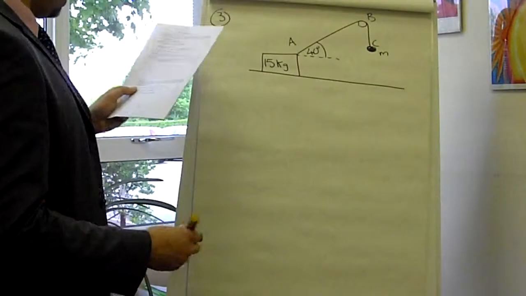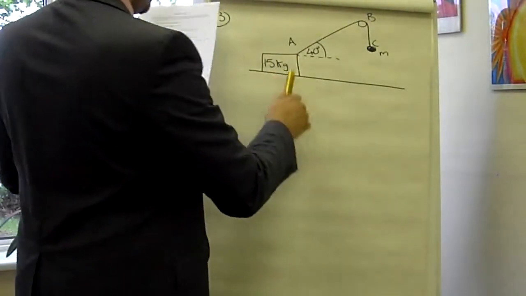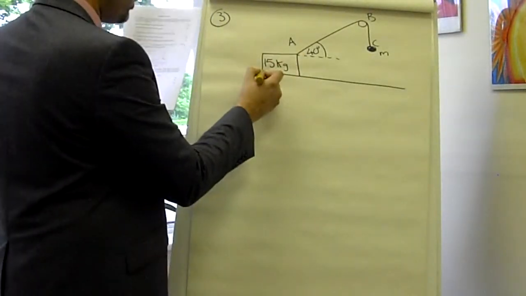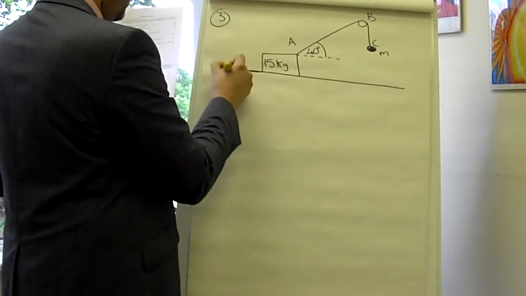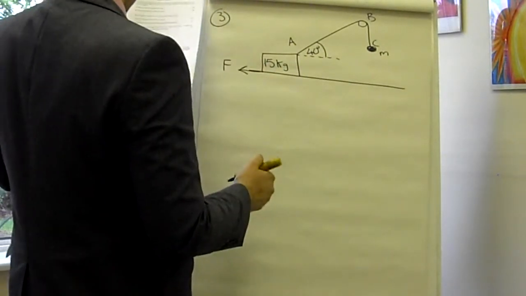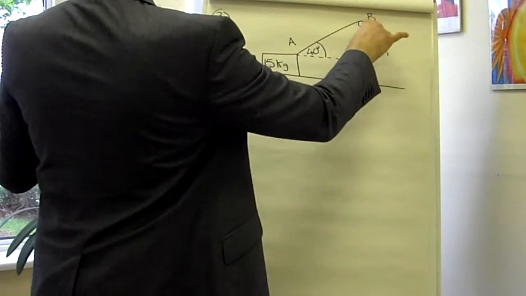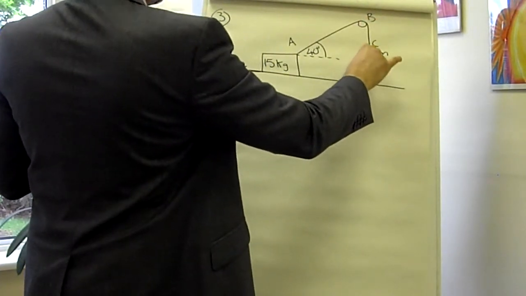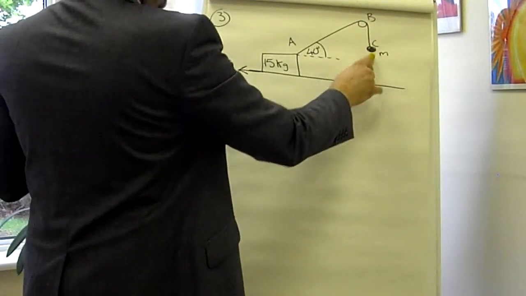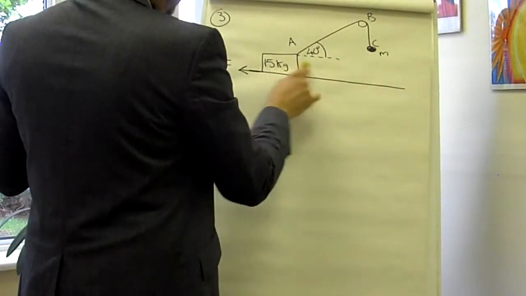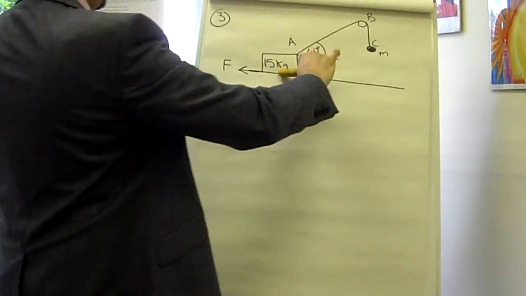Okay, this is January 2008, question 3. So we've got the situation of a block resting on a rough plane, which means there must be friction acting. And attached to the block is a string, which moves over a smooth pulley, and there's a weight on the end. Clearly, if this weight was to drop, it would pull the block this way, which is why I've put the friction acting that way.